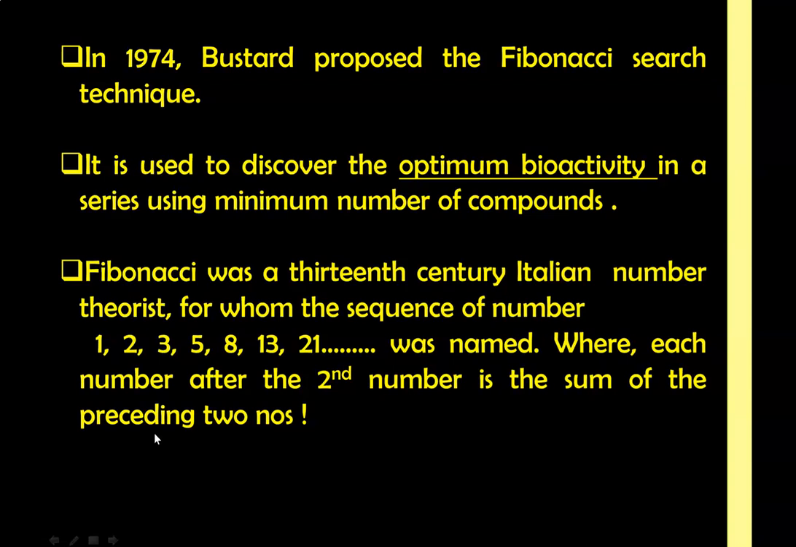He found a series of typical numbers like 1, 2, 3, 5, 8, 13, 21 and so on and so forth. A very characteristic series, where each number is the sum of its preceding two numbers, and therefore it was named after him. Now this Fibonacci series has been used to search for active compounds in a series with minimum synthesis and evaluation, and still with good precision. I am very shortly going to describe the methodology in the next slide.